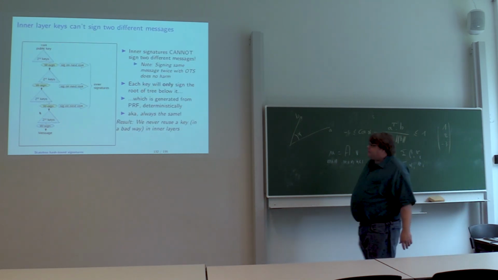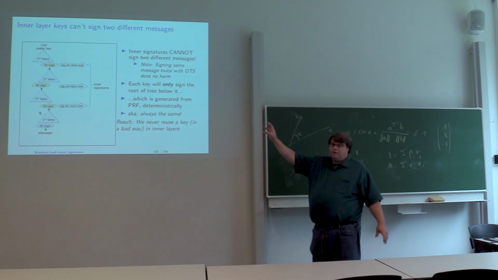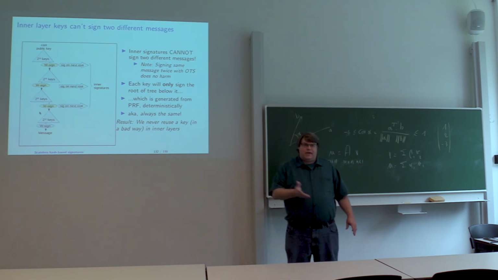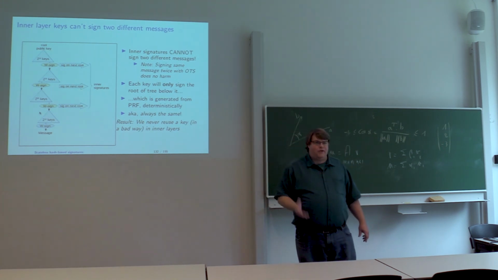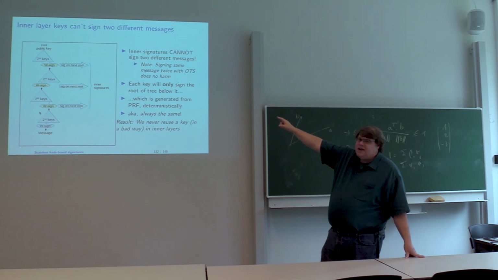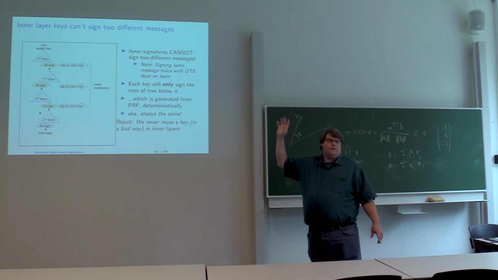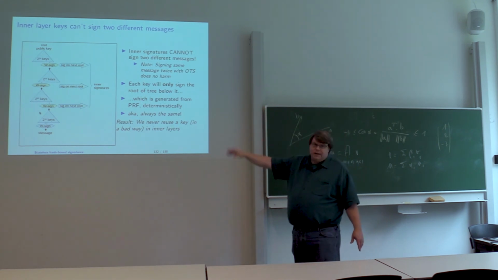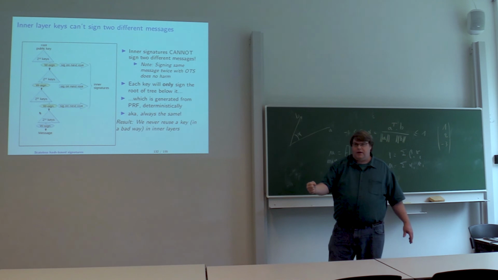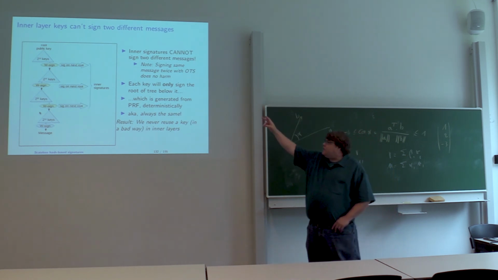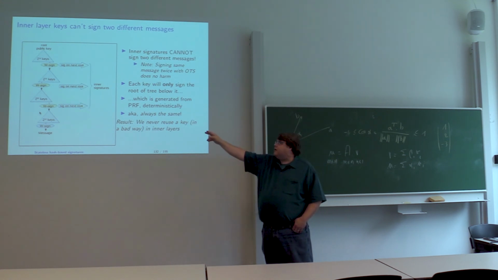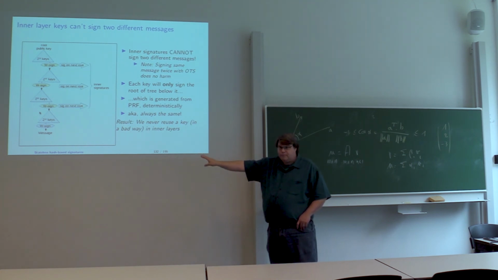And I keep harping on this because it's a really important property. Even though we're randomly choosing a path each time, these inner keys can never fail us. They can never sign 2 different messages, okay? Each of these keys is only allowed to sign the one thing that it's defined to sign. And so the result is we never have to worry about internal collisions causing a repetition, like signing 2 different messages on any of these inner layers. Only on the bottom layer do we have to worry about this, okay?